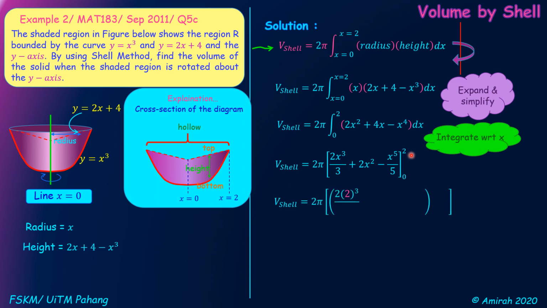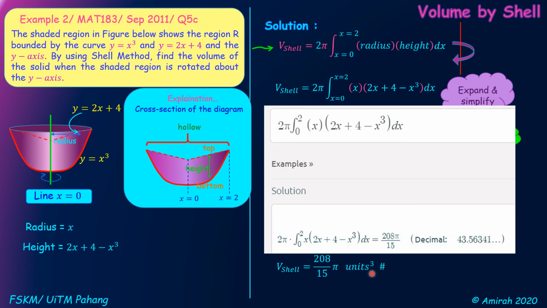After that, we substitute the upper limit into variable x, and in between must be minus. Then we substitute the value of the lower limit into variable x. When we substitute 0 into variable x, we get 0. Then we simplify here, so we get this. And the final answer: volume by shell equals 208 over 15 pi units cubed.